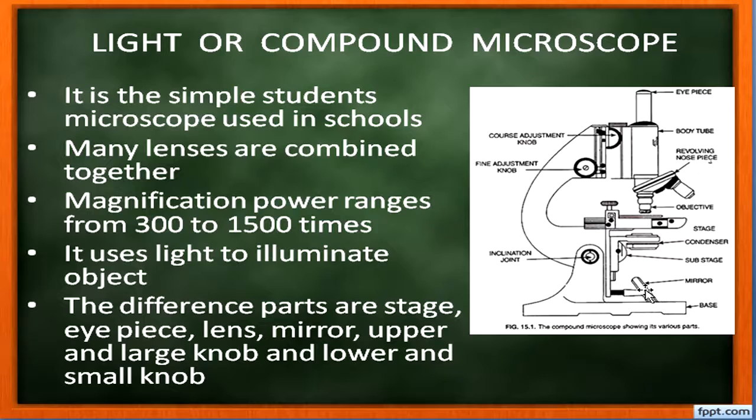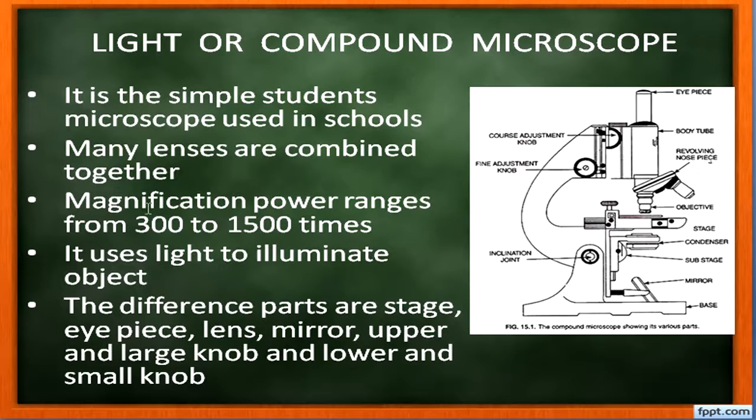The mirror will be adjusted in such a way that the light rays are incident over the mirror. So, the incident light rays will be reflected back towards the stage upon which the specimen is placed. Understood? And through the eyepiece, the specimen will be observed. So, these are the different parts of a light or compound microscope, and there are two adjustments. One is fine adjustment, another one is coarse adjustment.